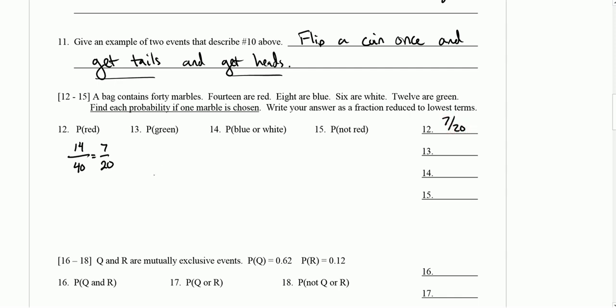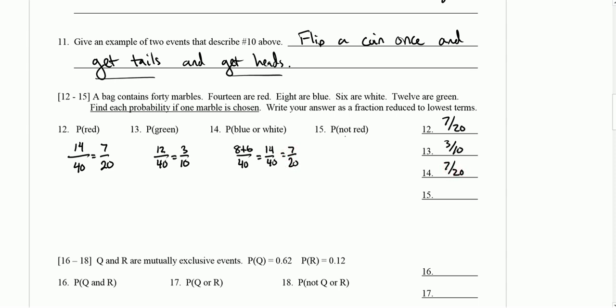Green, there are 12 green out of 40. So I'll reduce that. You could divide them both by 4 and get 3 out of 10. Blue or white, well, there are 8 blue and 6 white, and they're mutually exclusive, so we could just add them together. 8 plus 6 over 40. 8 plus 6 is 14. Cut them in half, you get 7 over 20.